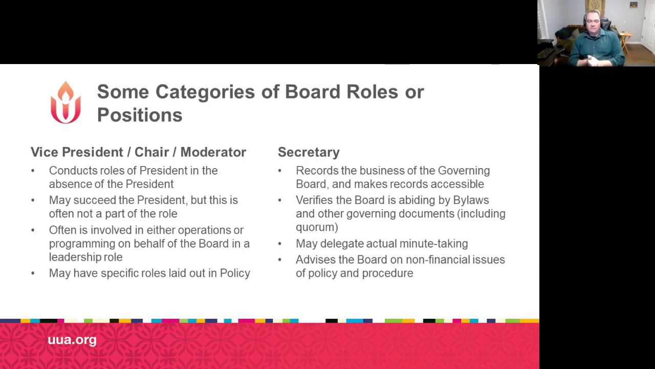Verify, as in many states, the secretary has a responsibility to verify that the board is abiding by its bylaws and other documents and state law. May or may not be the person actually taking minutes. I think that boards show a vote of love for their secretary when the board somehow shares the responsibility for the minute taking. But some secretaries choose to do that because they're responsible for the record keeping.